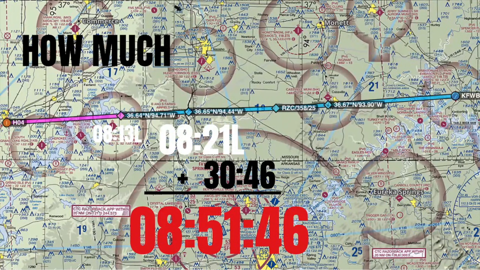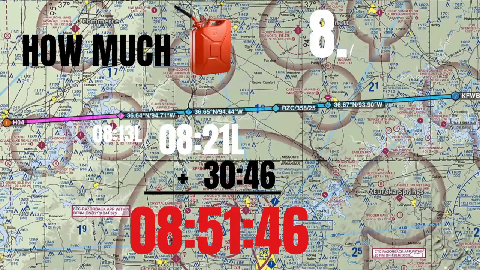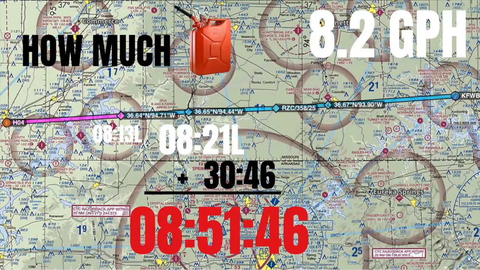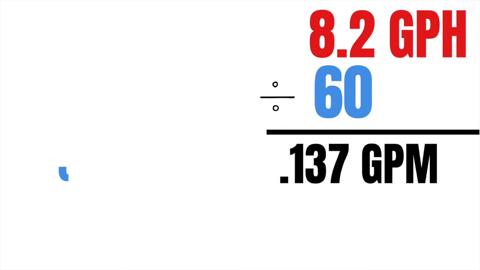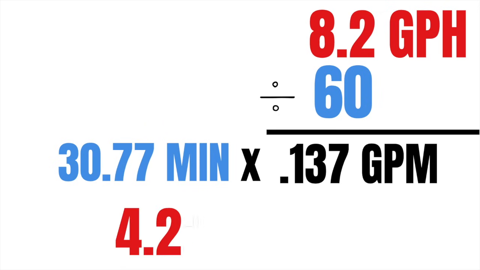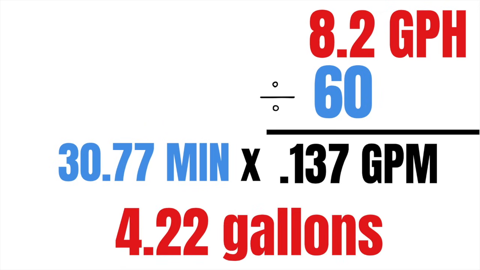Now, how much fuel will we burn for the rest of the trip? Well, if the POH tells us we're burning 8.2 gallons per hour, let's change that to minutes really quick. 8.2 divided by 60 would mean that we're burning 0.137 gallons per minute. And that means we're going to burn 4.22 gallons of fuel before we land. Let's do another one really quick.